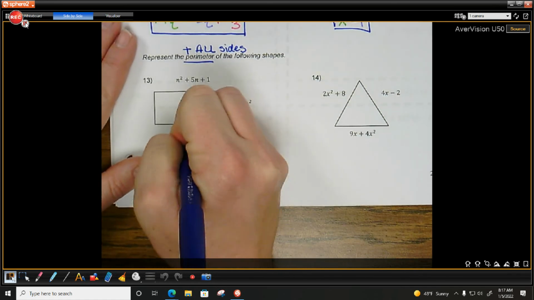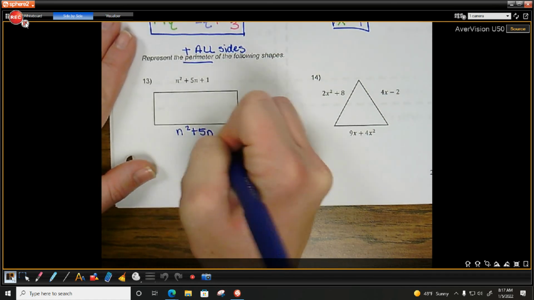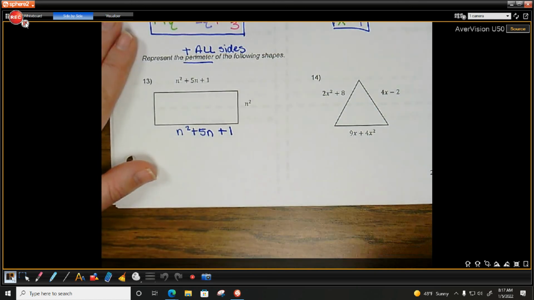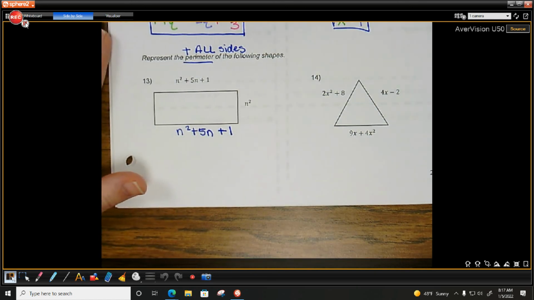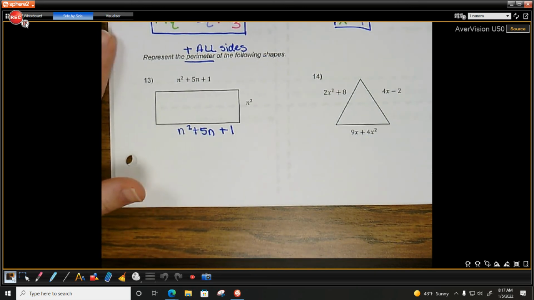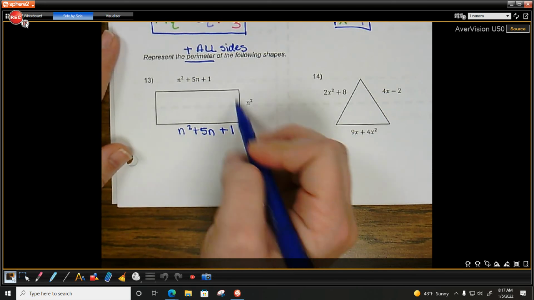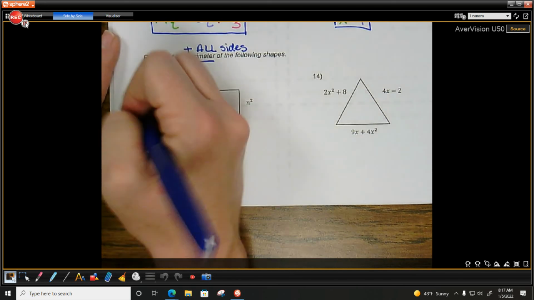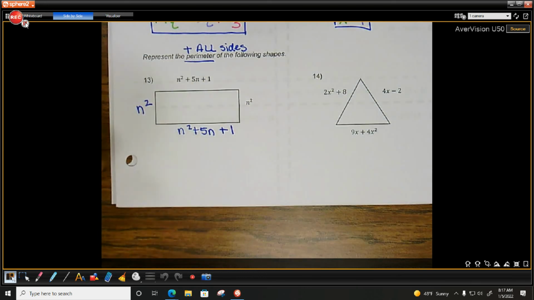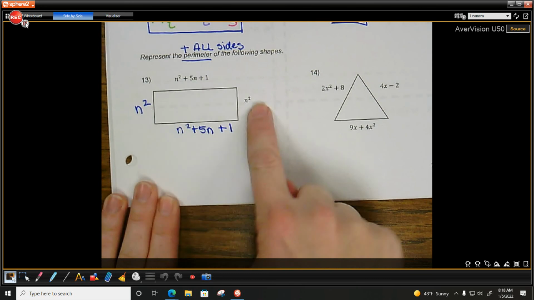And some of us are a little lazy and we like to just do things in our head and not actually label the picture. I promise you, please label the pictures. If this side's n squared, what's this side? Now, I will say I'm okay if you don't write it out as one long polynomial. We have all of our terms here.